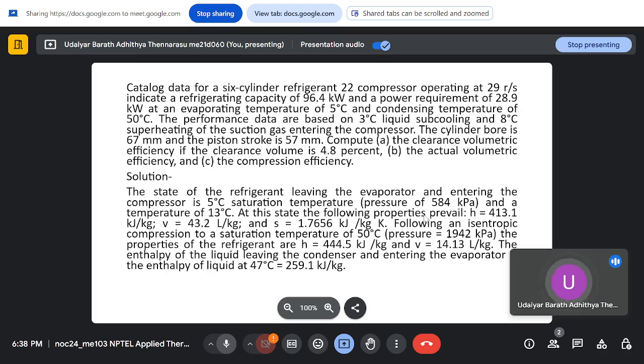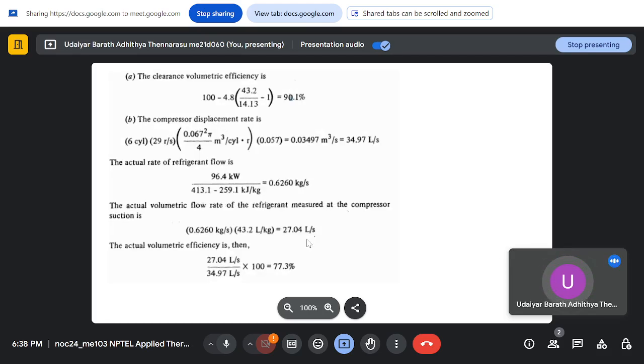So if we follow an isentropic process or a reversible adiabatic process to a saturation temperature of 50 degrees Celsius, that is pressure of 1942 kilopascal, in that case your enthalpy is 444.5 kilojoule per kg and specific volume is 14.13 liters per kg. So enthalpy of liquid leaving the condenser and entering the evaporator is enthalpy of liquid at 47 degrees Celsius and pressure of 1942 kilopascal. So that will come out to be 259.1 kilojoule per kg.